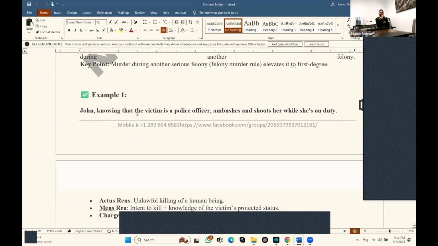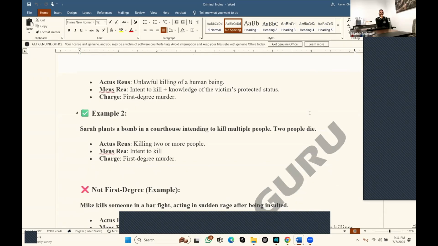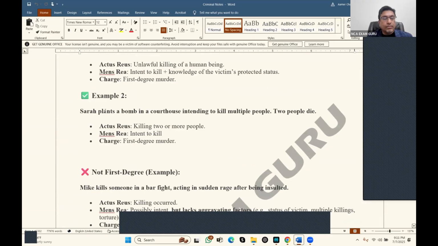John, knowing that the victim is a police officer, shoots her while she is on duty. Sarah plants a bomb in a courthouse, intending to kill multiple people. Two people die. Of course, first degree murder.